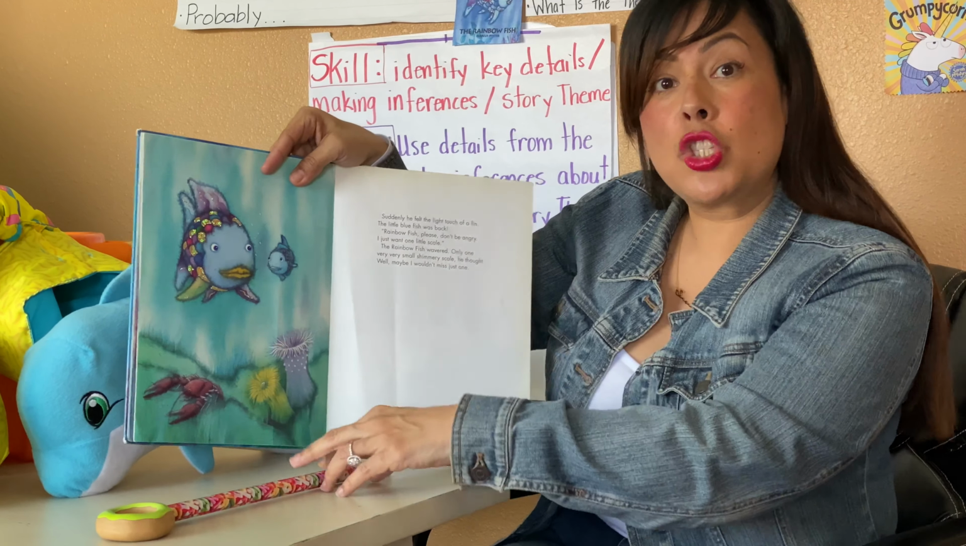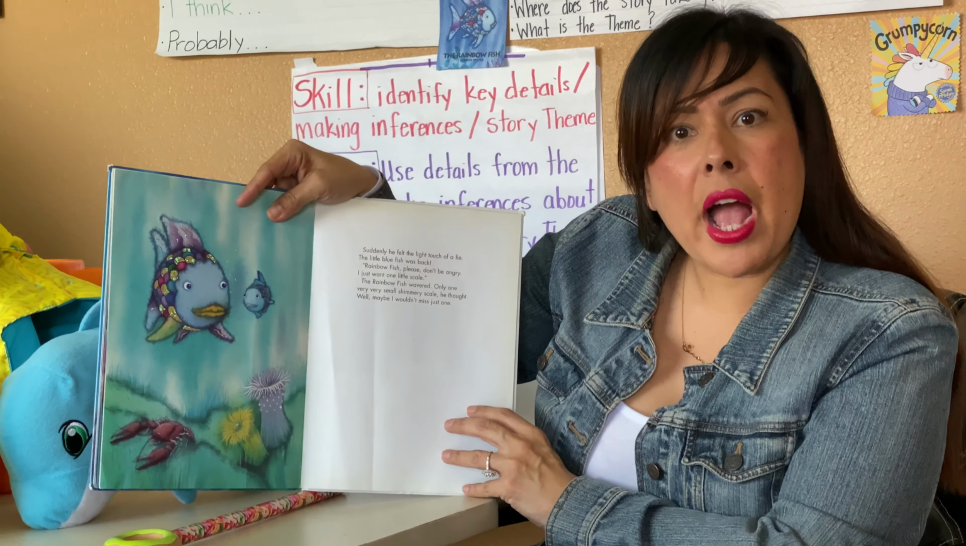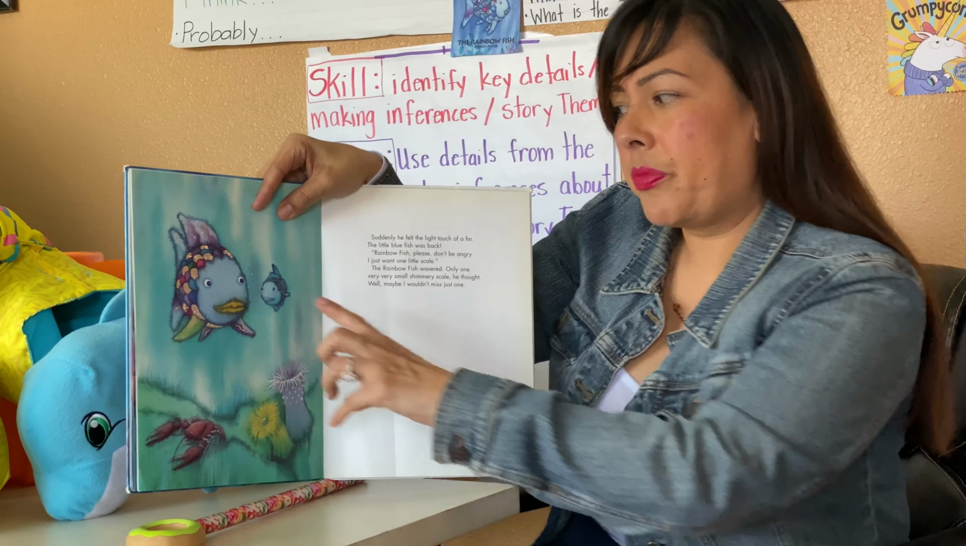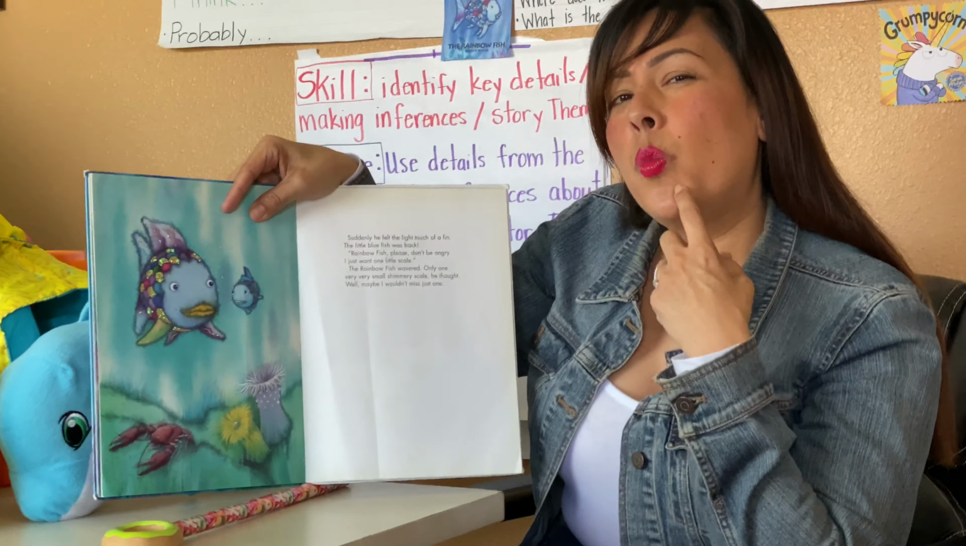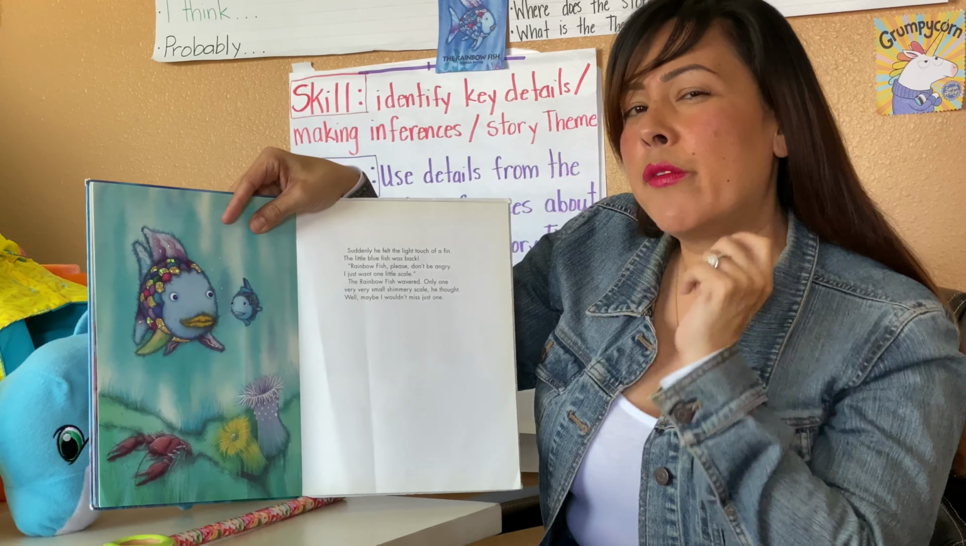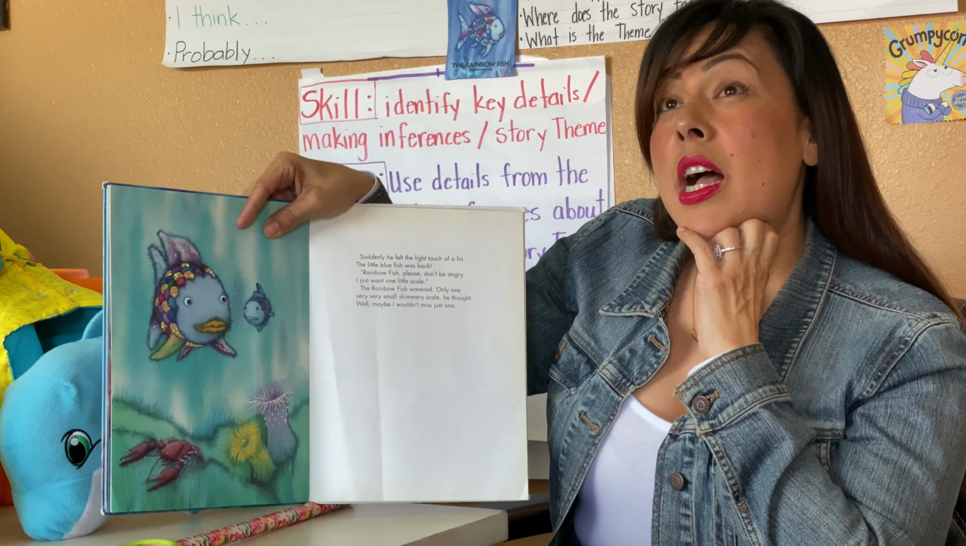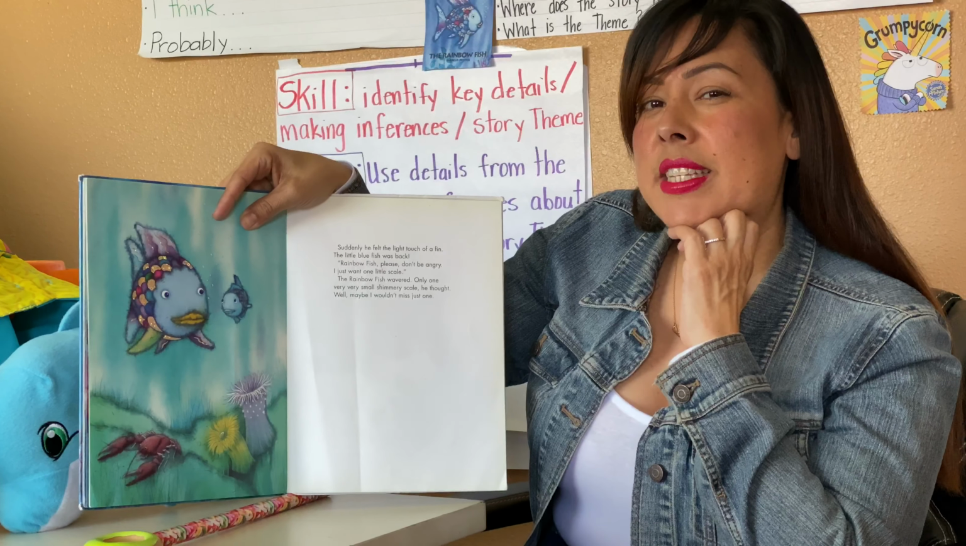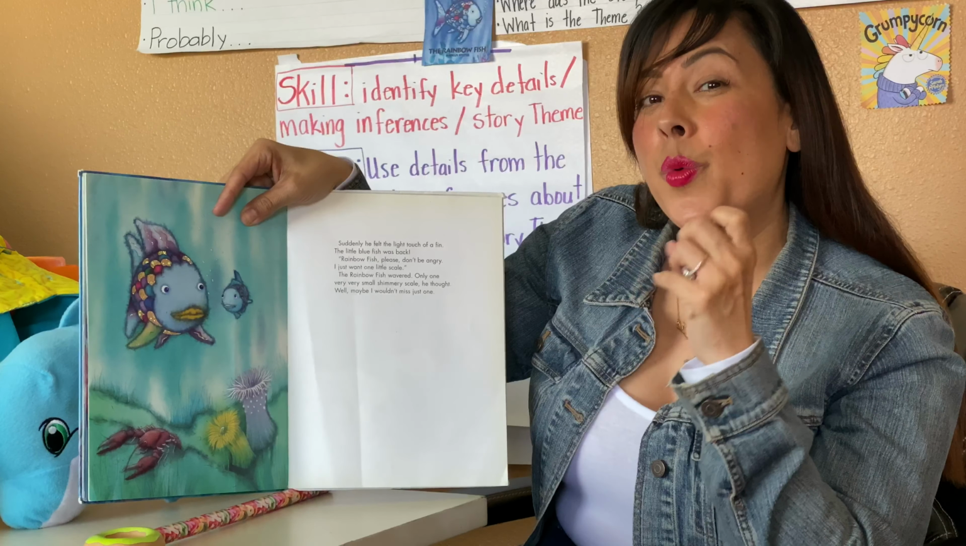Remember the little blue fish, the one he was mean to, boys and girls? He's back. Let's see what we think is gonna happen. What do you think? Look at them. They're together. What do you think is gonna happen? Make an inference. I infer that the rainbow fish might give a scale to the little blue fish. What do you infer?